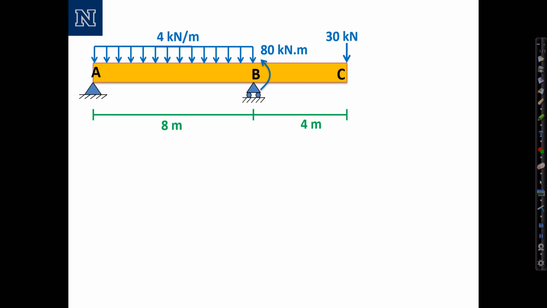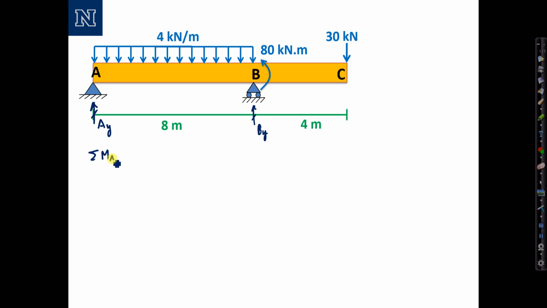At my pin support A, I know I'm going to have a vertical reaction, which I'll label A sub y. And at my roller support at B, I'm going to have a vertical reaction, which I'll label B sub y. To save some time, I'll use this as my free body diagram. First, I'll solve directly for B sub y by summing moments about A.